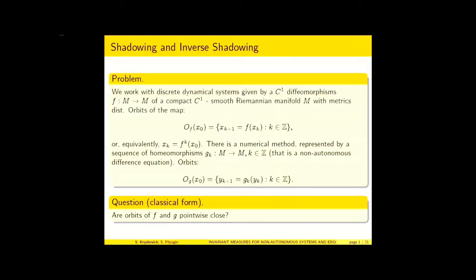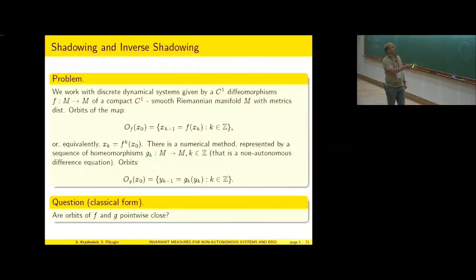So I start with some basic definitions. We work with C1 diffeomorphisms of compact smooth Riemannian manifolds. We introduce the orbit of a point like this. And if we have a sequence of homeomorphisms that are C0 close to our diffeomorphism, then we call this sequence a numerical method, and we introduce the trajectory of the numerical method like this. On every step, we apply the iteration g_k. The main question of shadowing theory is: are orbits of f and g close?